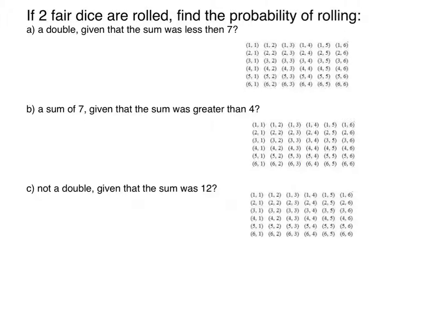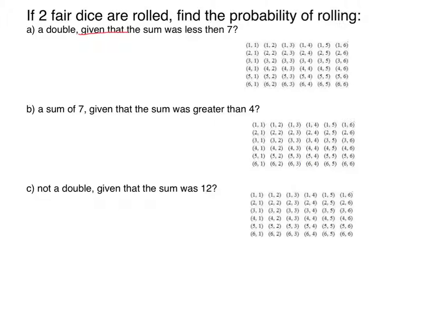So in this problem, we are rolling 2 fair dice. The first question says, what is the probability of rolling a double given that the sum was less than 7? Now, first of all, you need to notice this says "given that," right? And the words "given that" imply that this is a conditional probability problem.